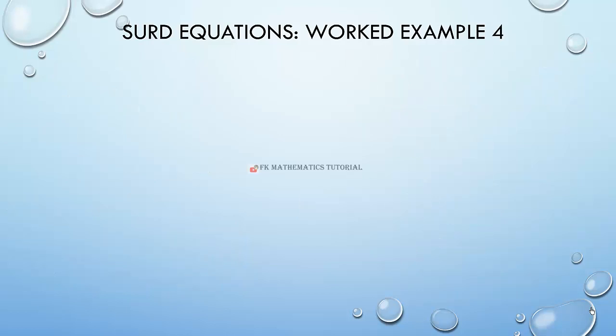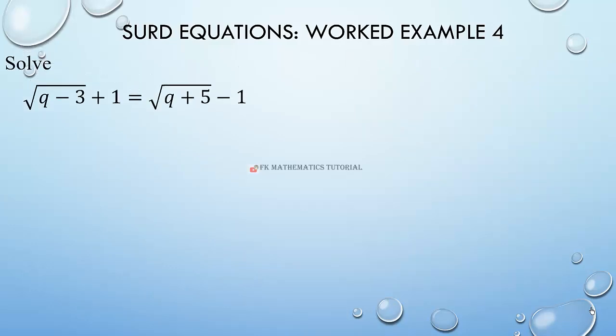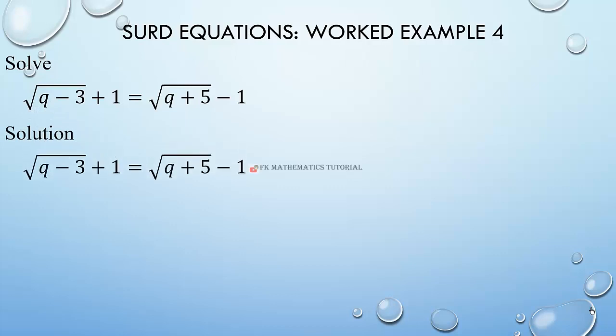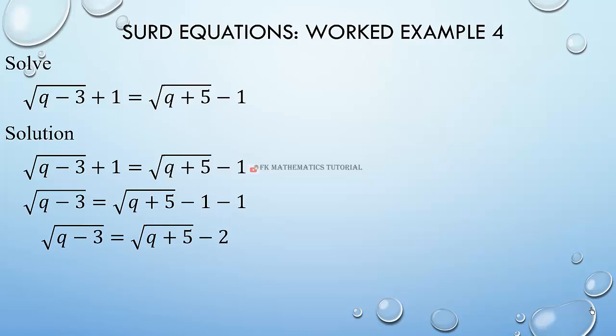Let's take one more example. This time we are solving square root of q minus 3 plus 1 is equal to square root of q plus 5 minus 1. We simplify by sending the 1 on the left hand side to the right hand side, and that will give us the current expression you are seeing.